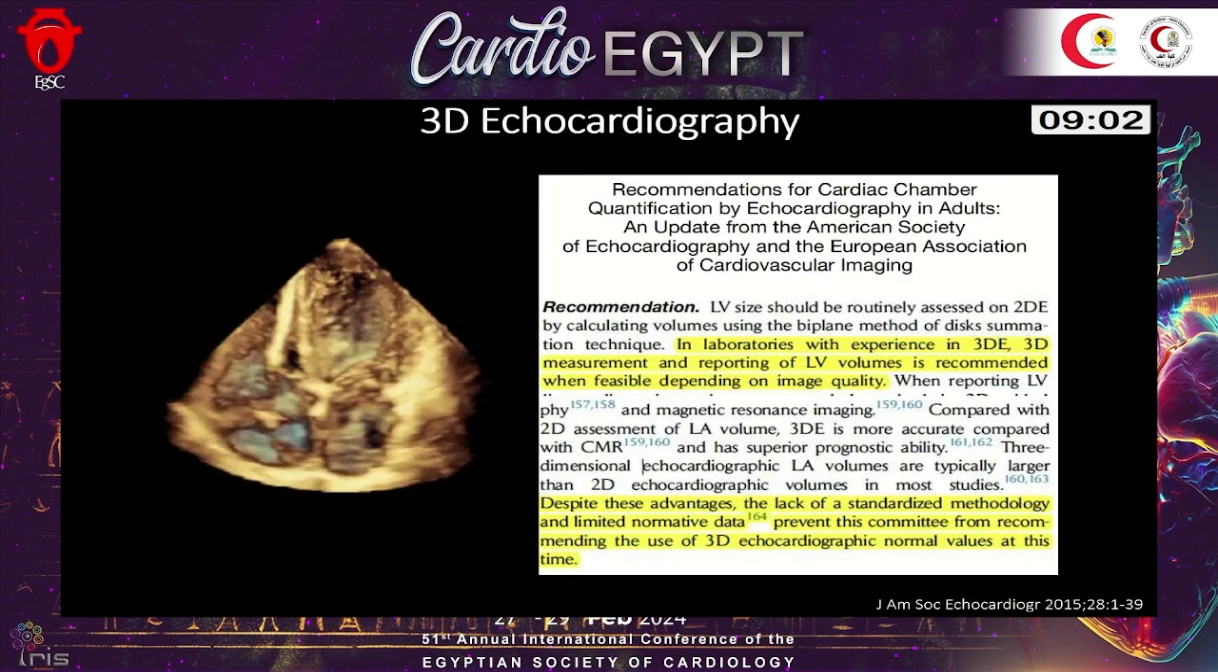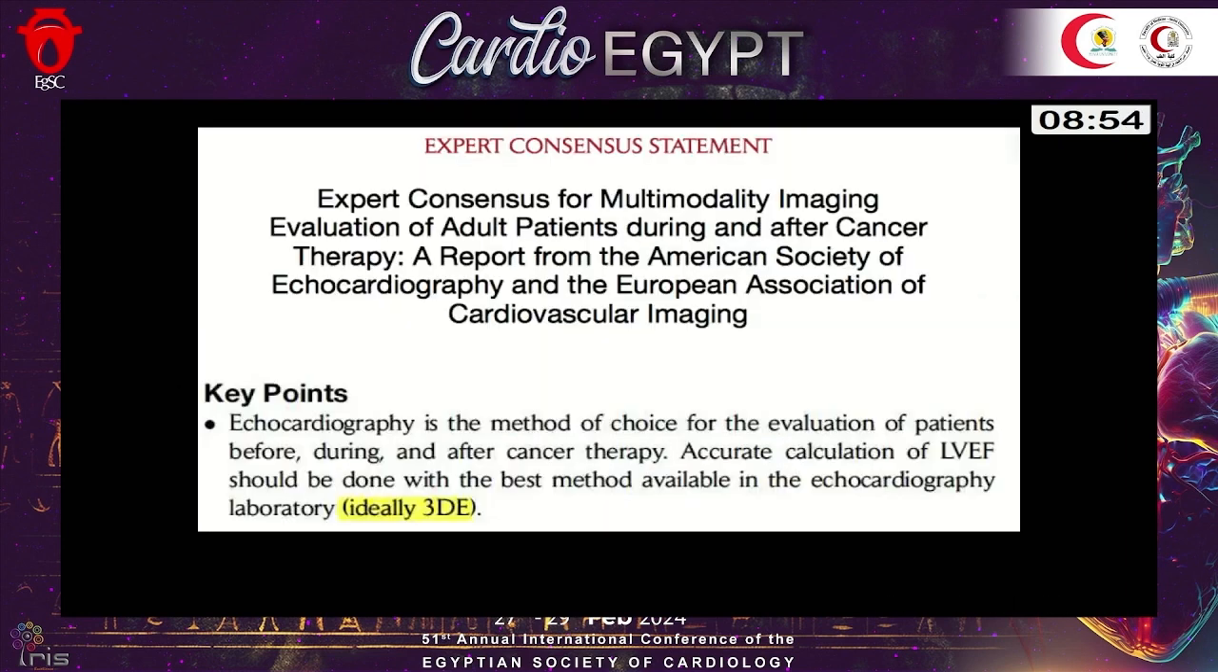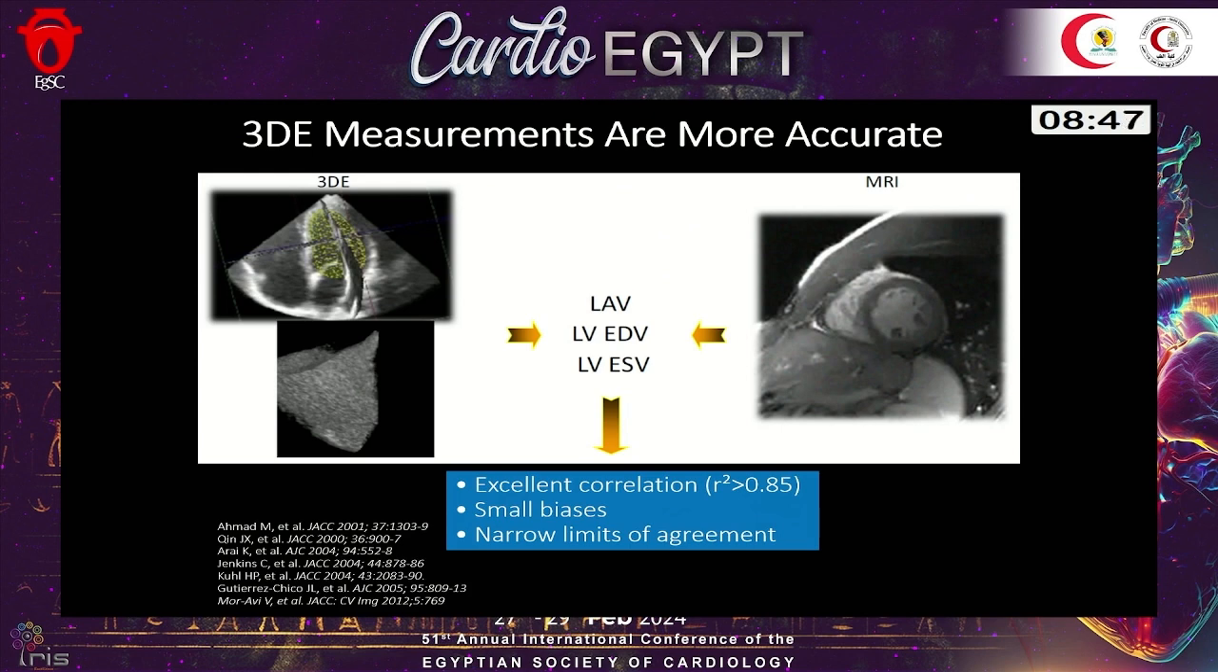Then 3D came into the market many years ago. It is not recent anymore. And everybody said that is the way to go. It is very accurate, and it was even advocated to be used in the chemotherapy patients. Why is it valid? Because they validated it against the MRI, and MRI is the gold standard for volume and ejection fraction, as we all know. And 3D echo was the closest method to assess volume and ejection fraction compared to the MRI.